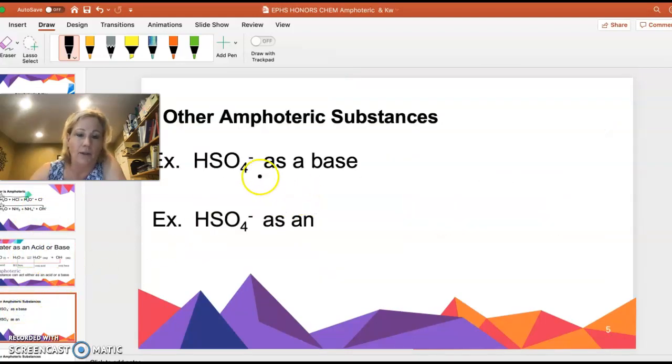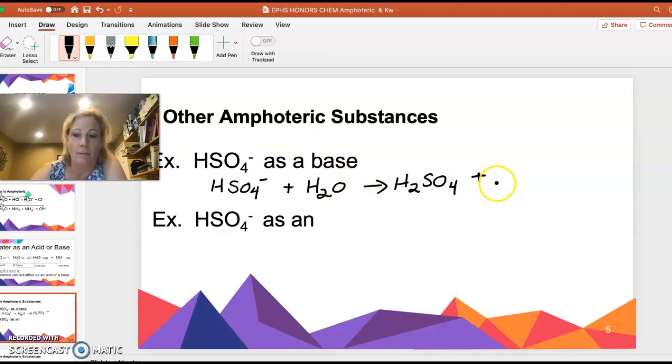And also there's other things other than water that can act as acids or bases. So for example, this hydrogen sulfate ion can be a base. So if it's in water, and if it's acting as a base, it's going to accept a proton and become H2SO4. And it got the proton from the water, so that would make the water now OH minus. So if you were to draw the tie lines, if that helps.